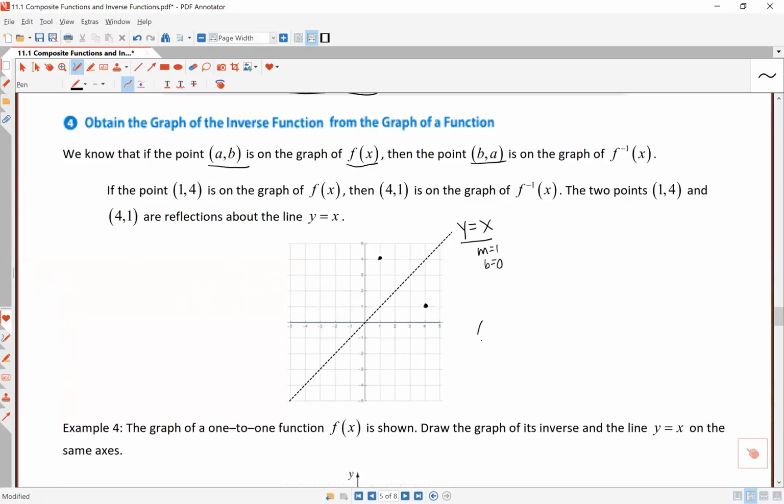Another point, think of (negative 4, 1). Negative 4, 1 gets reflected to (1, negative 4). You can see that these are equal distance away from the line y equals x. Reflections.